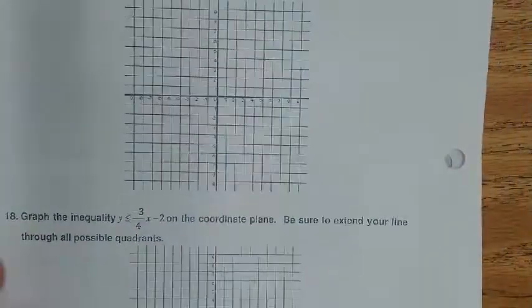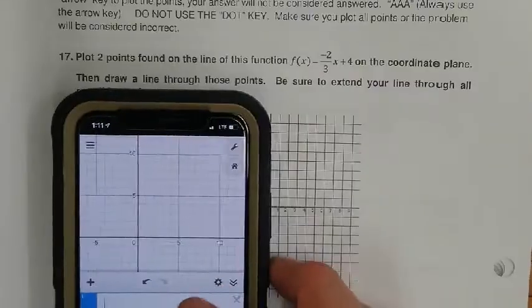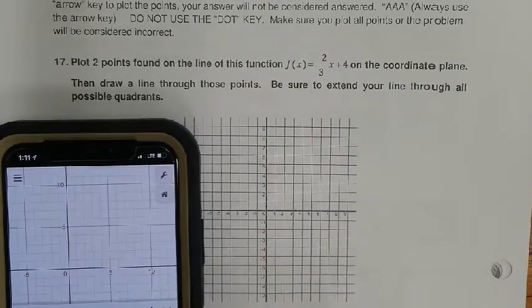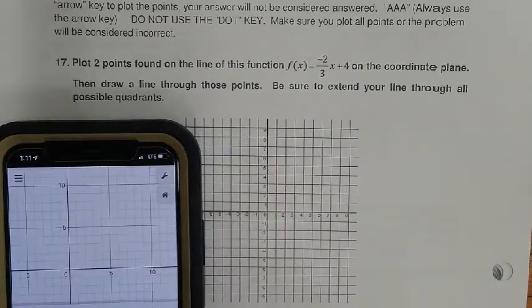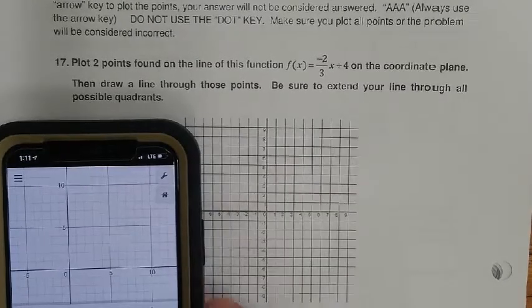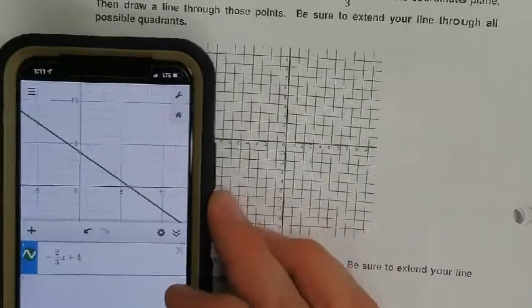All right, the next page, this is where you just plot. It says plot 2 points on the graph, then draw the line through these points. What's good about these TI questions now is if you do this now, and you could type in the f of x equals, I'm not going to bother doing that. I'm just going to put negative 2/3 x plus 4. So that gives us this graph.